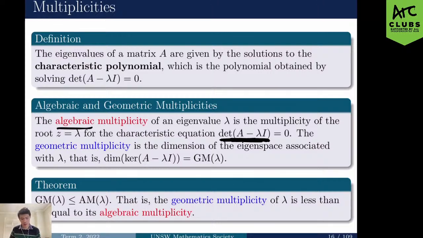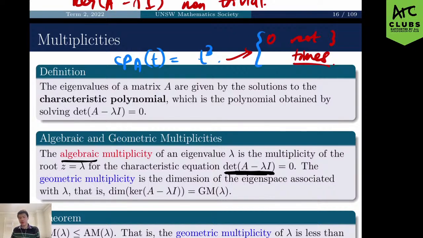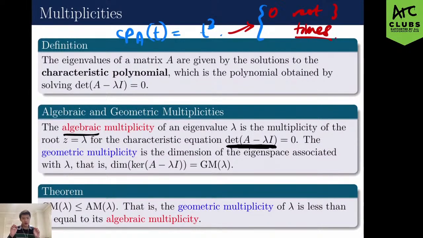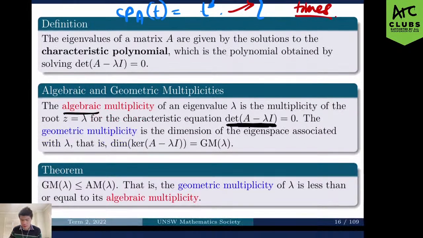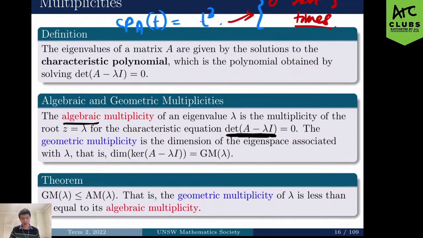So let's say the characteristic equation is equal to t cubed, right? How many roots does that have? That has 0 as a root 3 times. So that means that 0 will be a root 3 times, which means that 0 has an algebraic multiplicity of 3, right? That's a really simple way of counting how many of each eigenvalue we have. And the algebraic multiplicities will always sum up to n. We'll talk about that later.